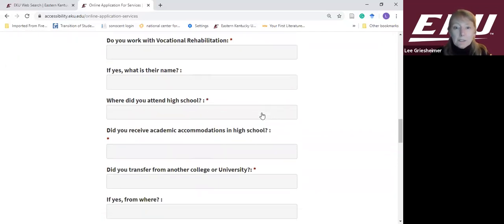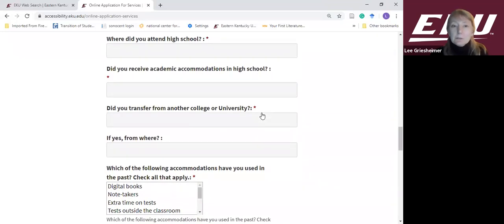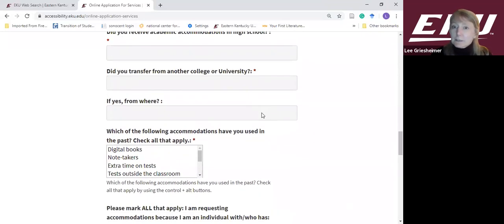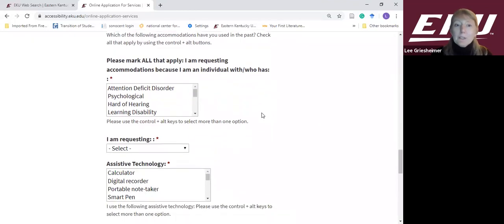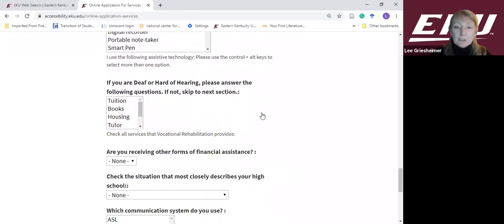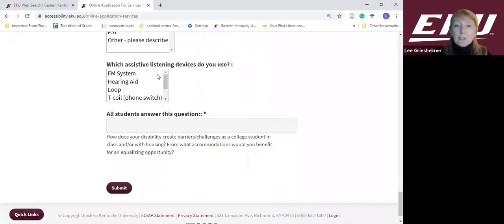So we'll keep going down through the application. Did you receive academic accommodations in high school? That's another question to pay attention to. And I'm going to the last question, which I hope you will take the time to carefully consider. How does your disability create barriers, challenges as a college student in class and or with housing? From what accommodations would you benefit for an equalizing opportunity?